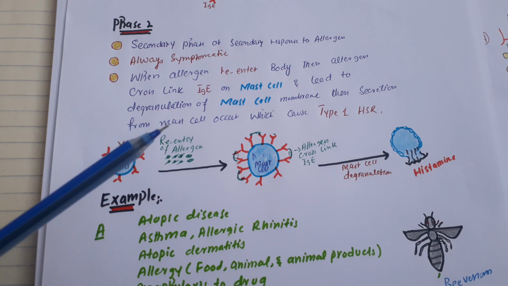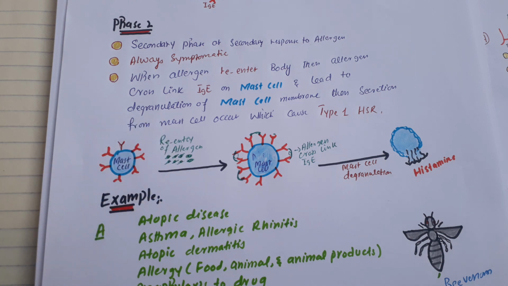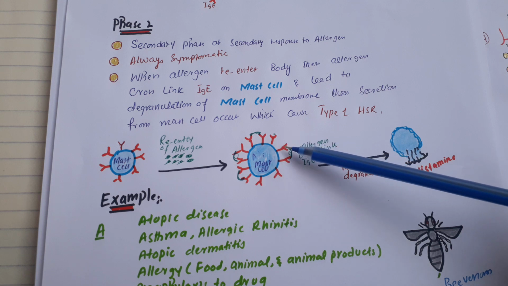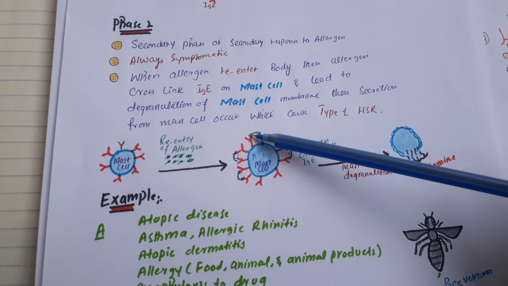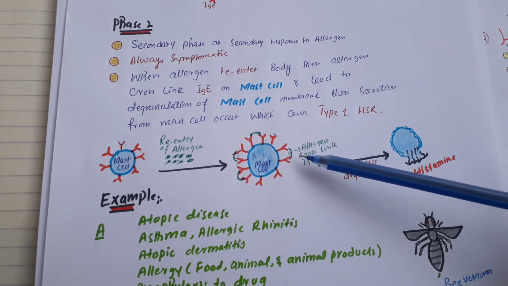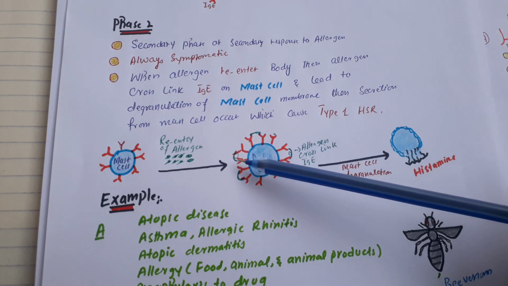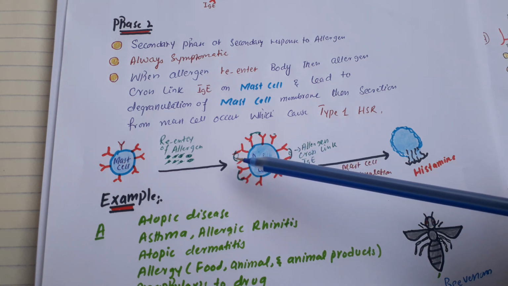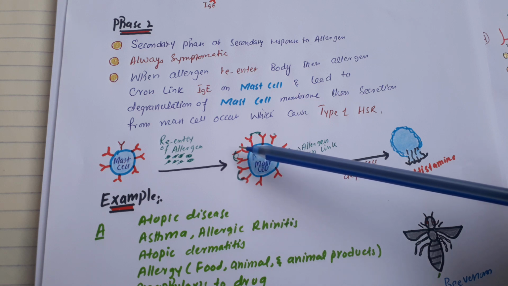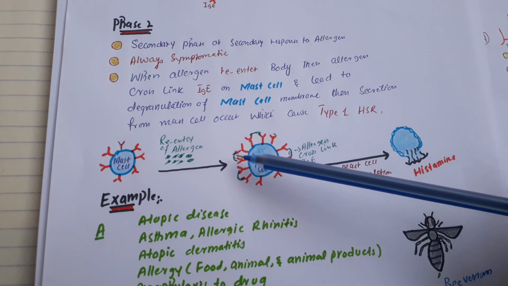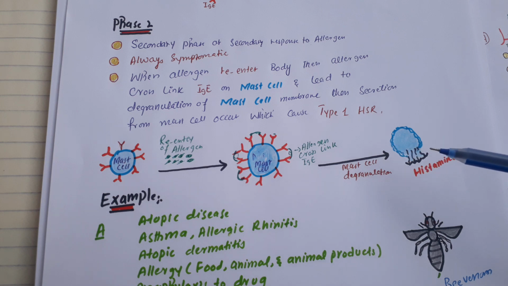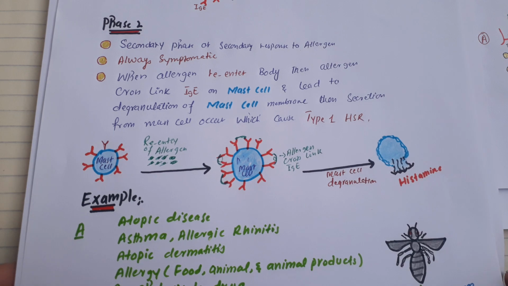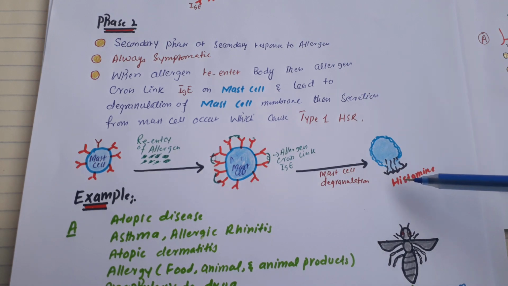After re-entry, this allergen will directly bind with IgE, and as it binds with one IgE and another IgE, cross-linking will occur. You see, this is allergen, this is allergen, this is allergen. The allergen connects one IgE to another IgE, and because of this, mast cell degranulation will occur. After the mast cell degranulation, there will be secretion of histamine. You see, the histamine secretion occurs now.